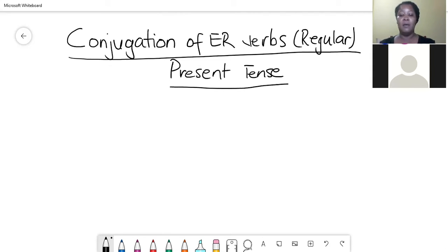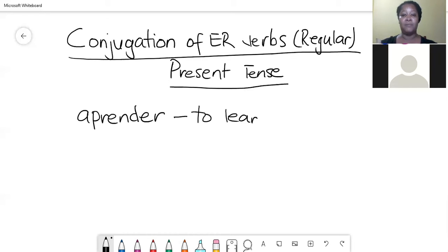Let's get started. First verb is aprender. Beautiful verb. So we have our verb. Our first step is to identify the meaning of the verb. And aprender means to learn. Second step, separate the stem from the ending. Third step, write the stem, which is aprend, 5 times.